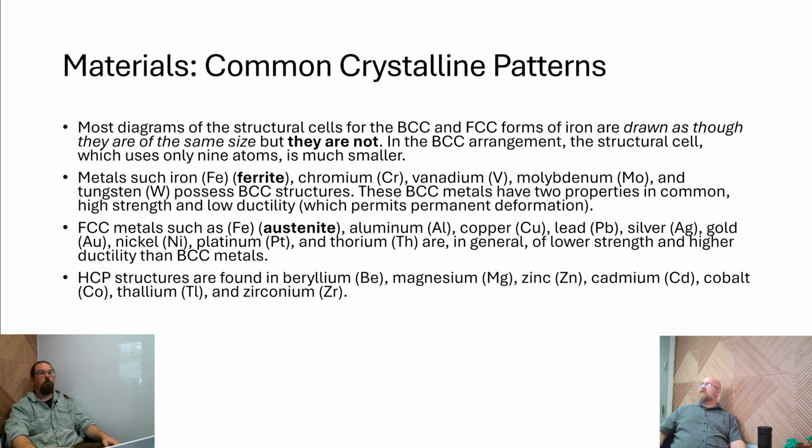Metals such as iron, chromium, vanadium, molybdenum, and tungsten are body-centered cubic structures, and they have two properties in common: high strength and low ductility. With body-centered, or close packed, that atom in the middle stops a lot of the slip.